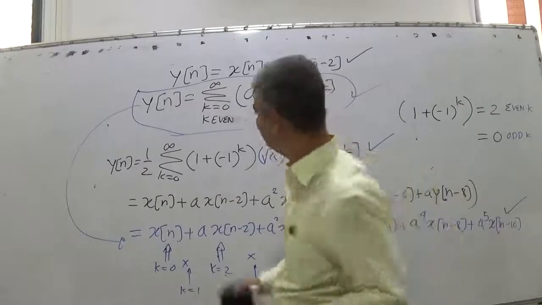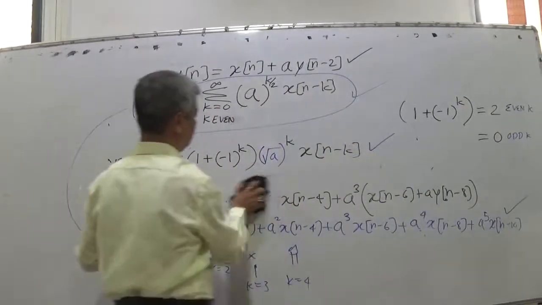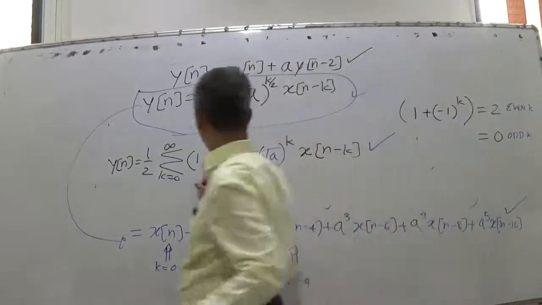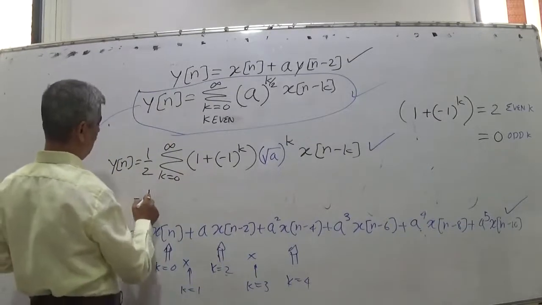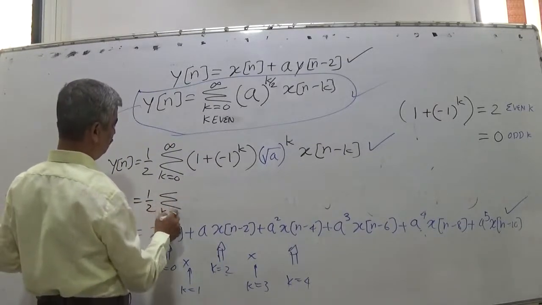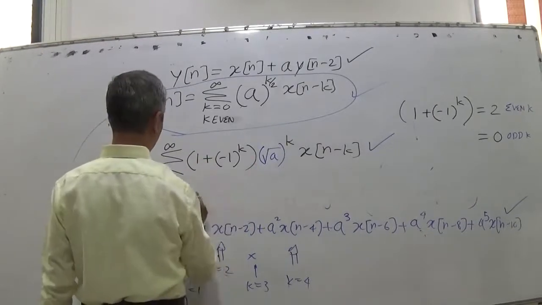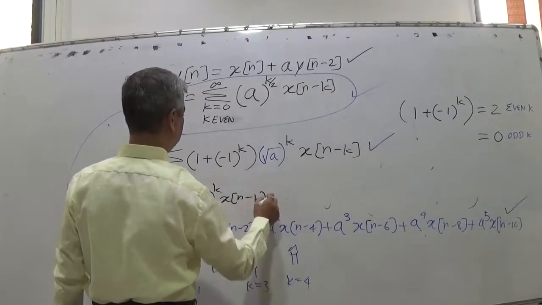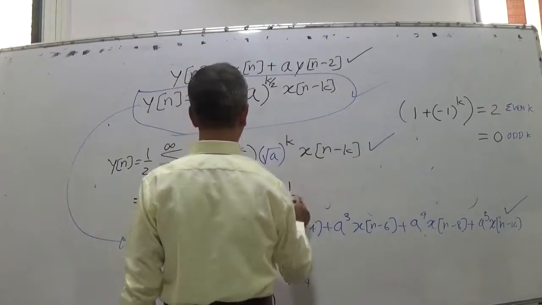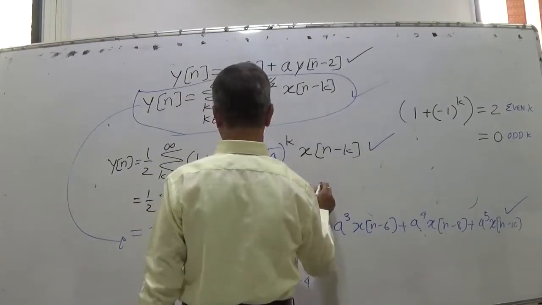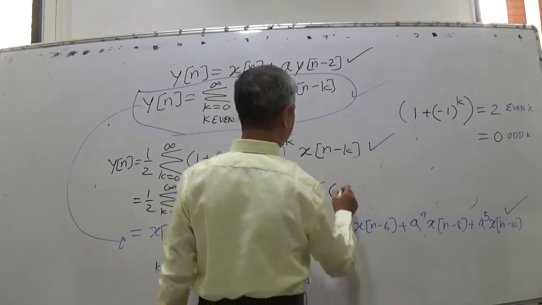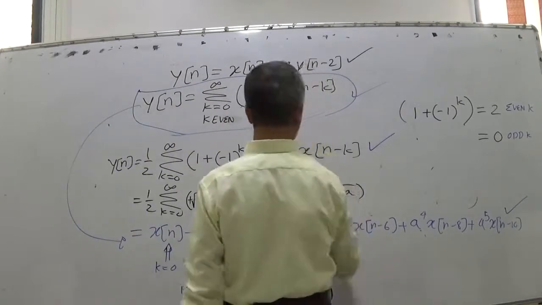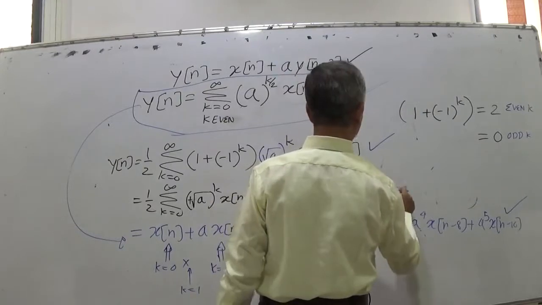Then you will say it again has the terms, but it's no problem. This you can separate also: half into bracket, summation k equal to 0 to infinity, root a raised to k x of n minus k, plus half summation, minus root a, that is plus root a, minus root a with minus 1 raised to k, x of n minus k.